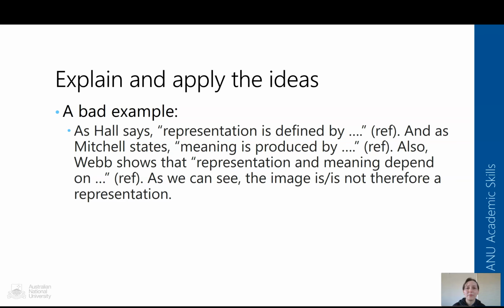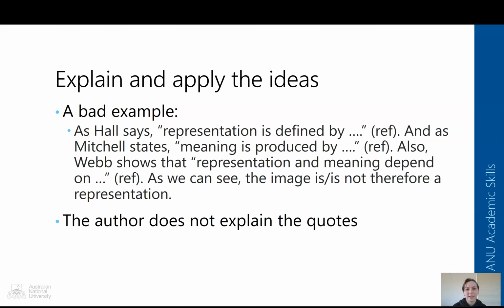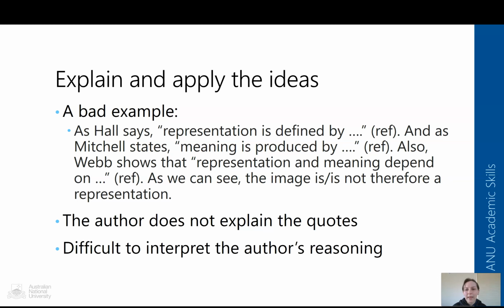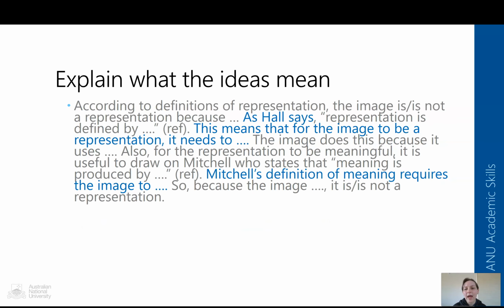A bad example of this would be if somebody, for instance, just threw together a whole bunch of quotes and didn't actually explain what they mean. And you can see that these quotes are just basically a list of quotes. So the author does not actually explain them. Whereas a better example would be to have a bit of explanation about what the ideas mean.